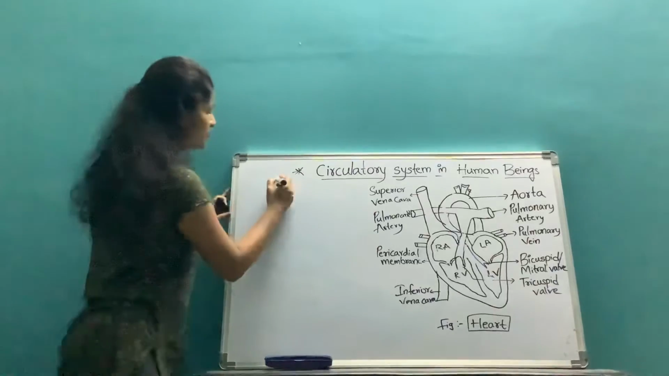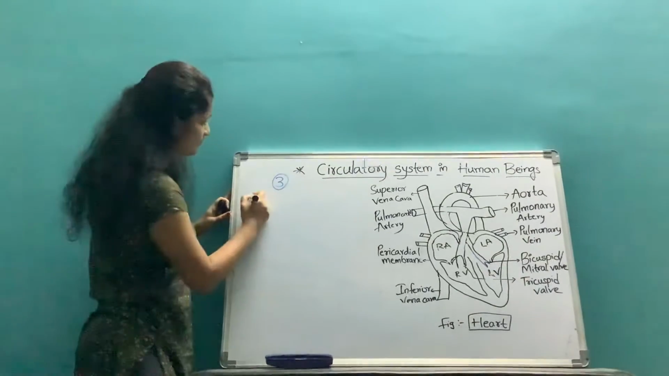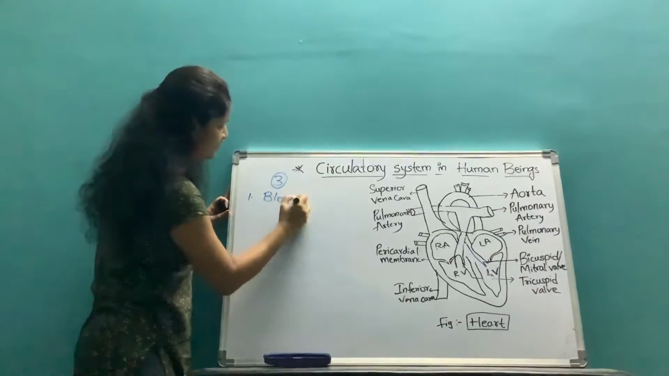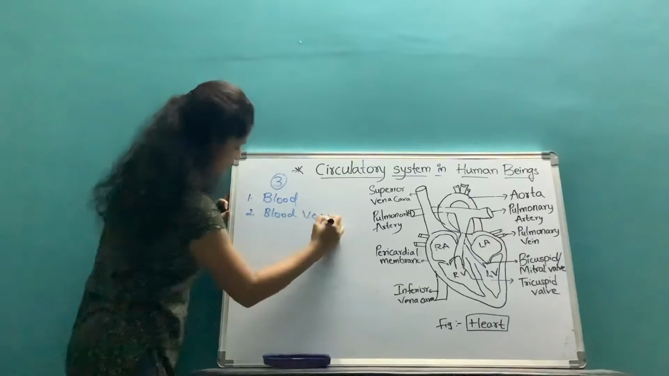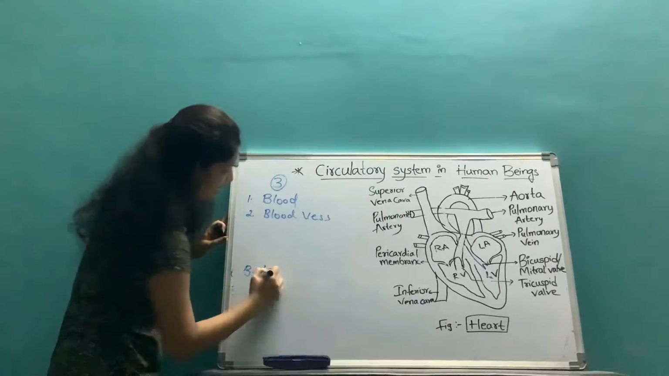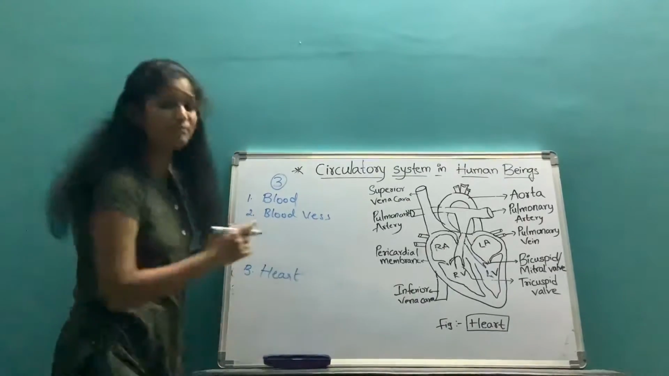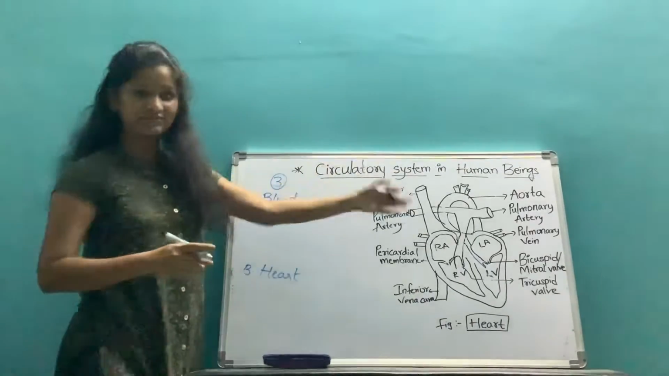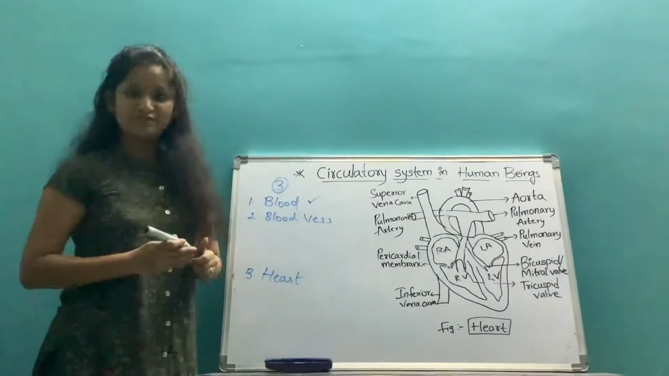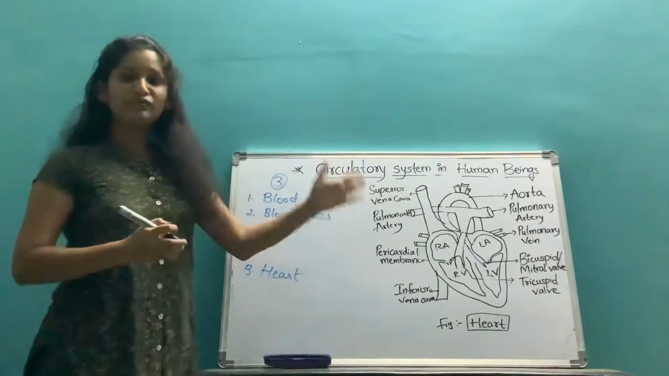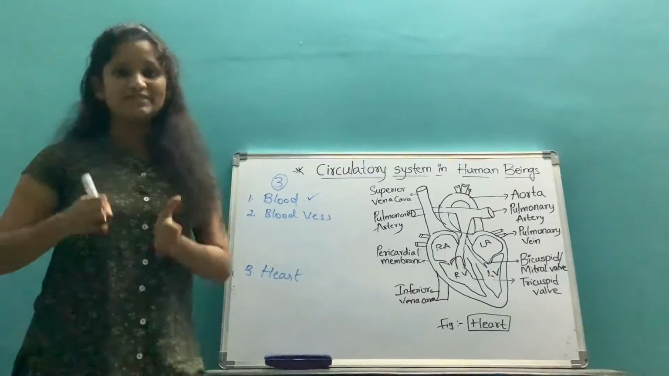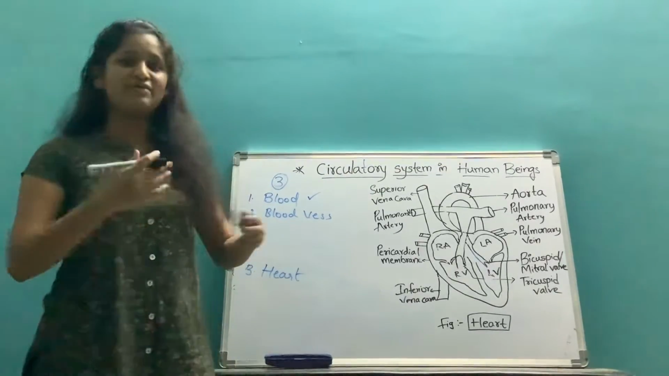There are three components of the circulatory system, that is blood, blood vessels and heart. So these are the three important components of the circulatory system. As we know, the blood is a fluid connective tissue and the blood cells are three types, that is RBC, WBC and platelets. Each have their respective roles.